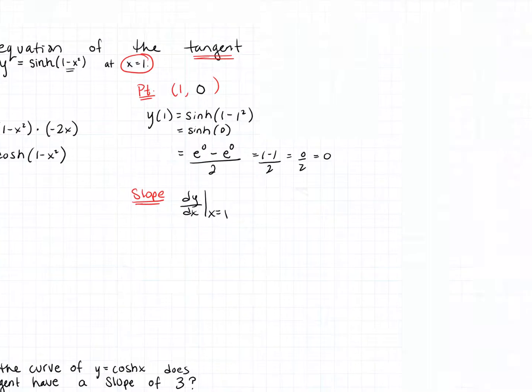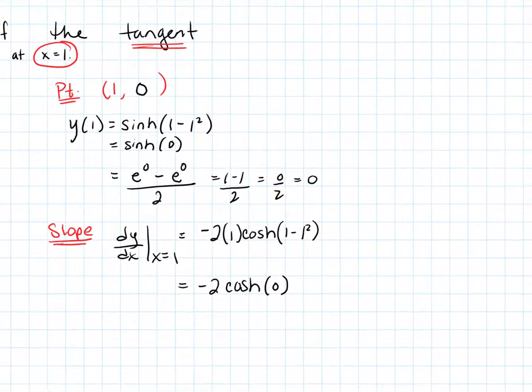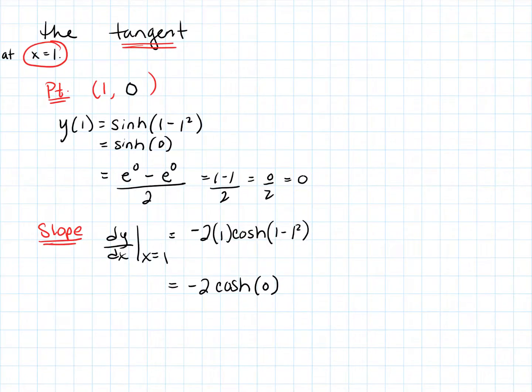So we're going to plug in 1: negative 2 times 1 times the hyperbolic cosine of 1 minus 1 squared. So we end up with negative 2 times the hyperbolic cosine of 0. And so once again, we're at that point where we're having to evaluate a hyperbolic function. And if you remembered the graph, and I know we went through that in the other video, the hyperbolic cosine looks like this, and it passes through 1 when x equals 0. So if you remembered that, you could utilize that.